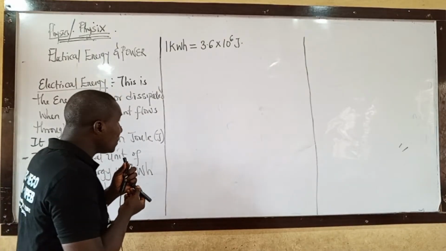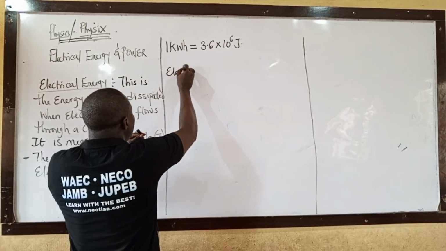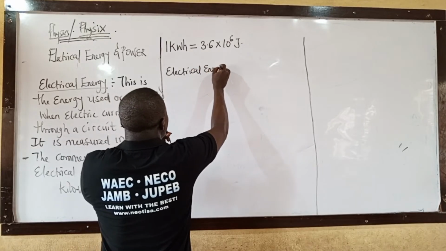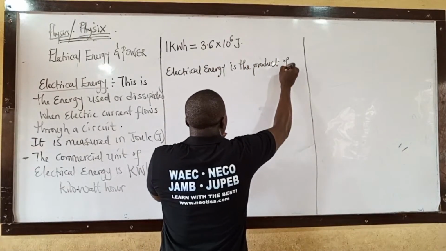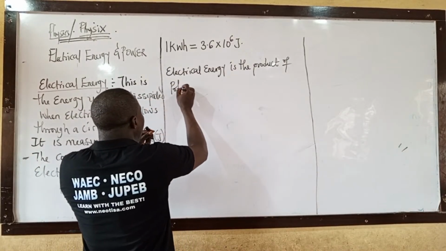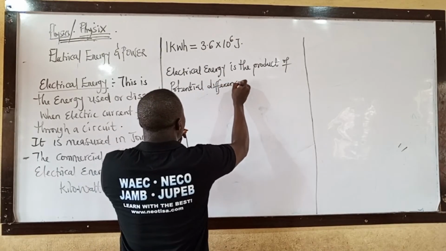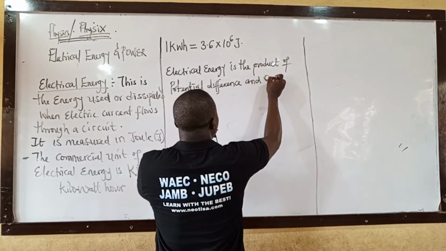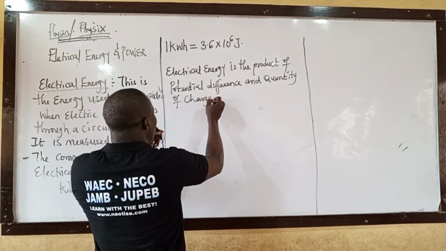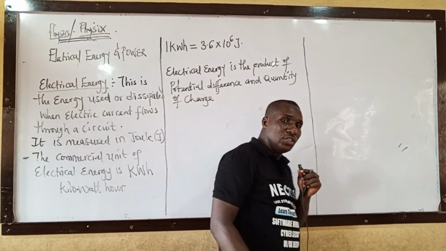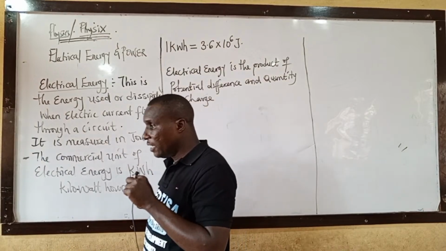Then let's look at what electrical energy is. I can also simply say electrical energy is the product of potential difference and quantity of charge, Q.